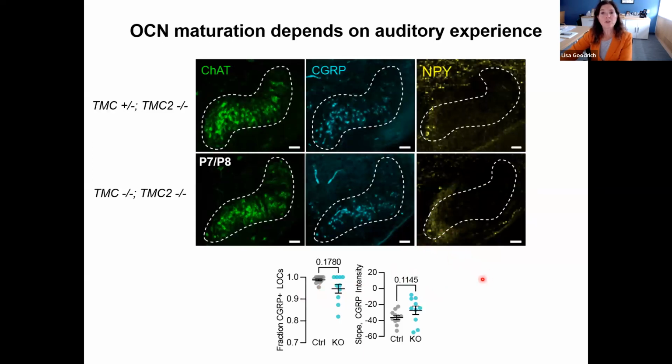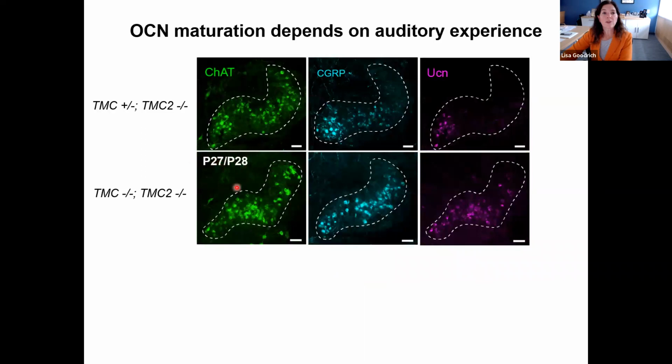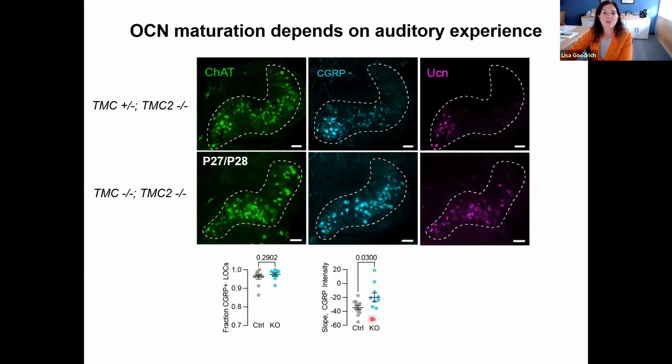However, it's a different story when she looked in the more mature animals. So now we're looking around P27, P28. What she found is that the CGRP gradient no longer matured. So it doesn't become restricted, and instead stays high across. And the same was true for urocortin. This is quantified here, where there's no change in the fraction of CGRP, but there is a change in the slope because the intensity is higher out here laterally. And there's a significant increase in the fraction of urocortin positive cells out here. We can see it stretching out much more laterally.